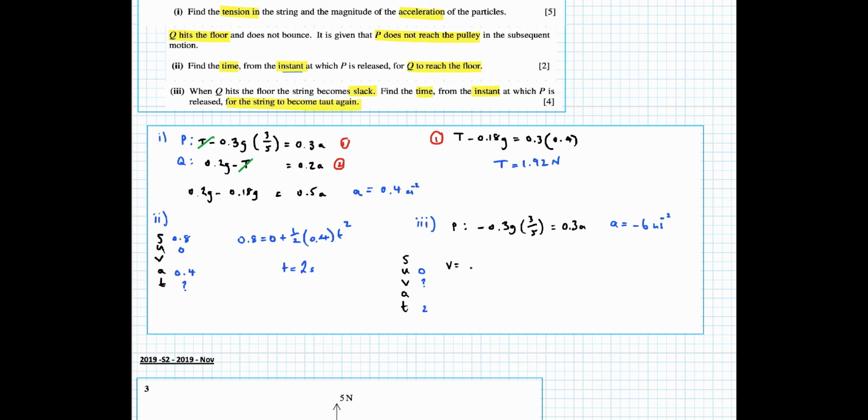There might be another way of doing it, but anyway, this way works. v equals u plus at, so 0.4 times 2 is correct there. So our velocity will be 0.8 for that first movement, we'll say. So we've got 2 stages.